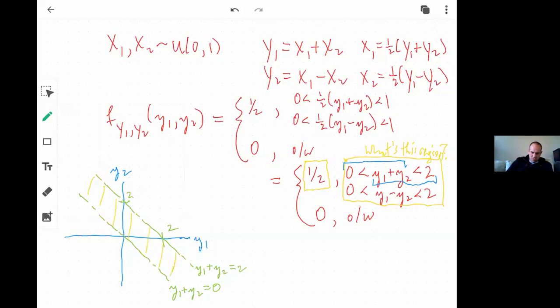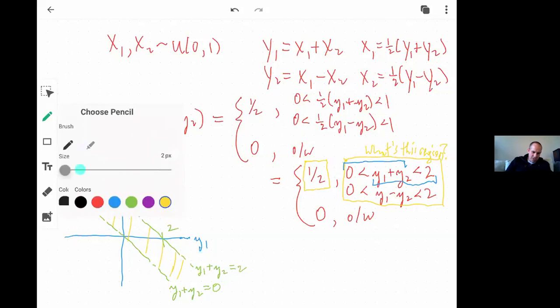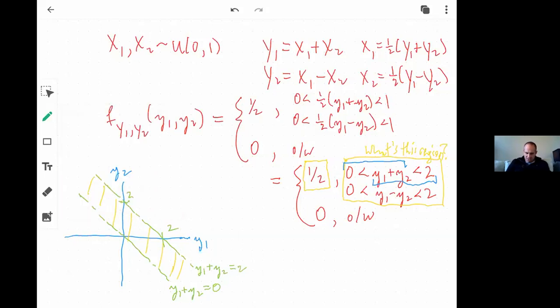But just hang on here. We also have this other condition we have to be concerned with. So we have this guy here and this guy here that we have to concern ourselves with: y1 minus y2 equals 0, and y1 minus y2 equals 2. So that's a couple of other lines that I'm going to draw in here. So y1 minus y2 equals 0. That's this.